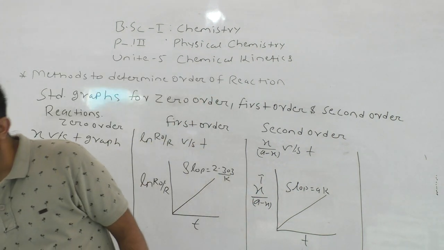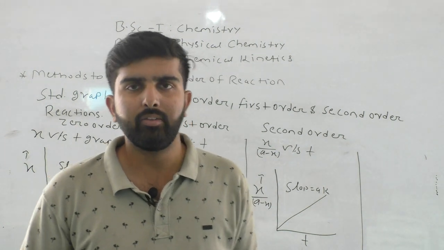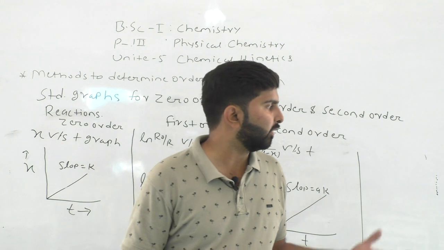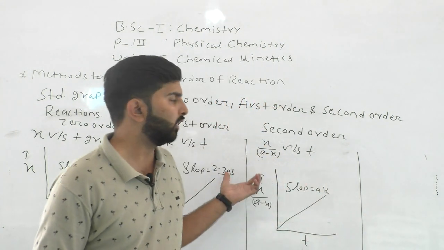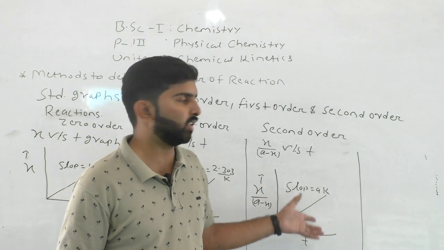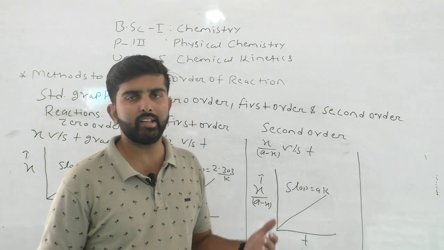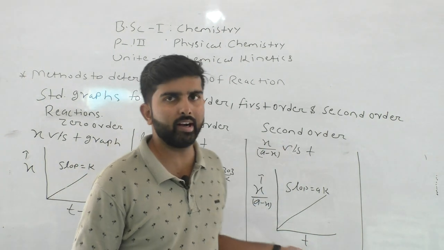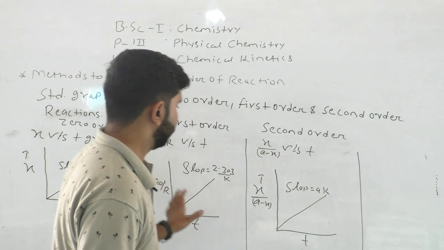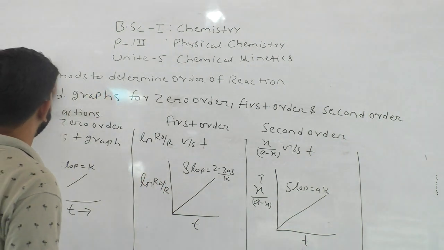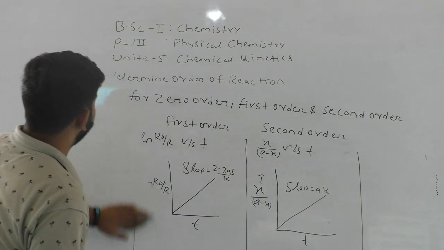So, in this method we compare the graphs obtained from our observations with the standard zero order, first order and second order graphs. If the graphs come out as standard graphs, then we say that the order of the reaction is the same as the standard chemical reaction. So, this is the graphical method. Now we discuss the next method.